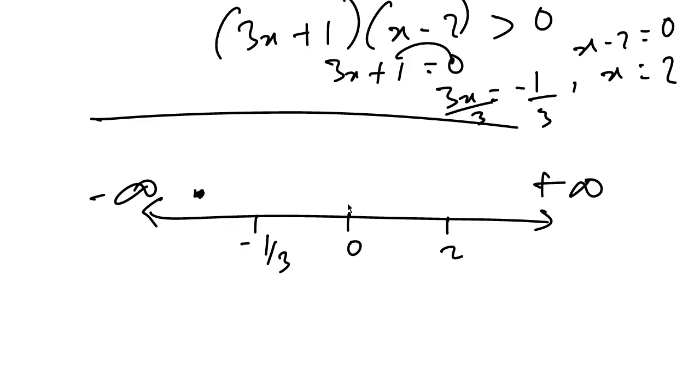Simply test within these 3 regions: values less than negative 1 over 3, values in between negative 1 over 3 and 2, and values greater than 2. Once you do that, the job is done. So if we test for values in between negative 1 over 3 and 2, for example, 0 is in between, right?